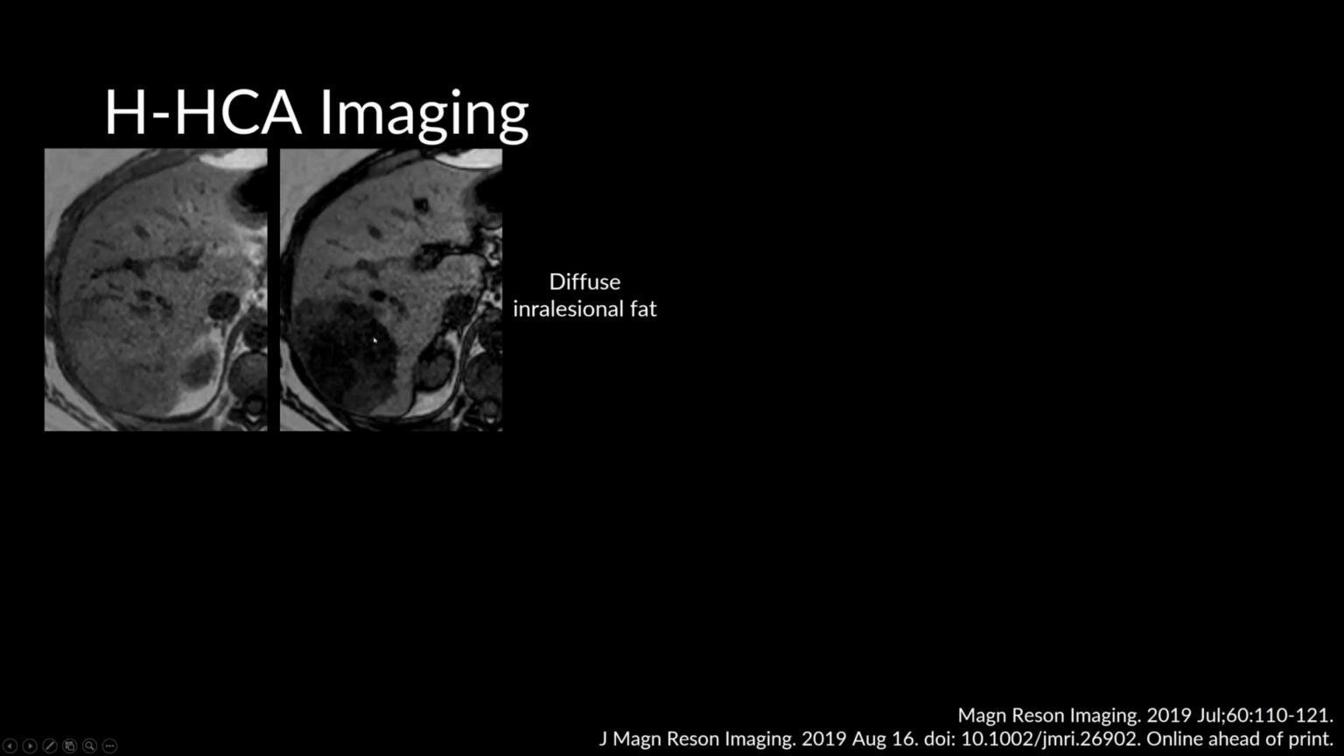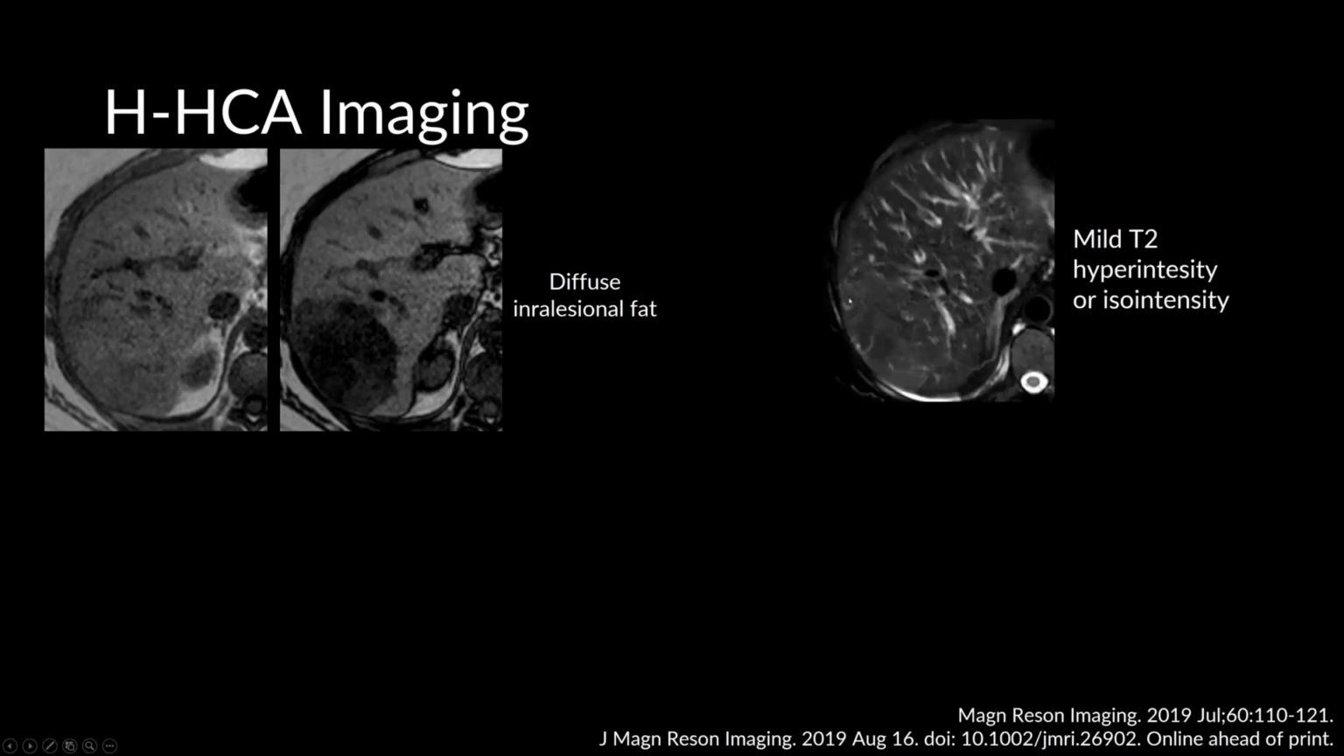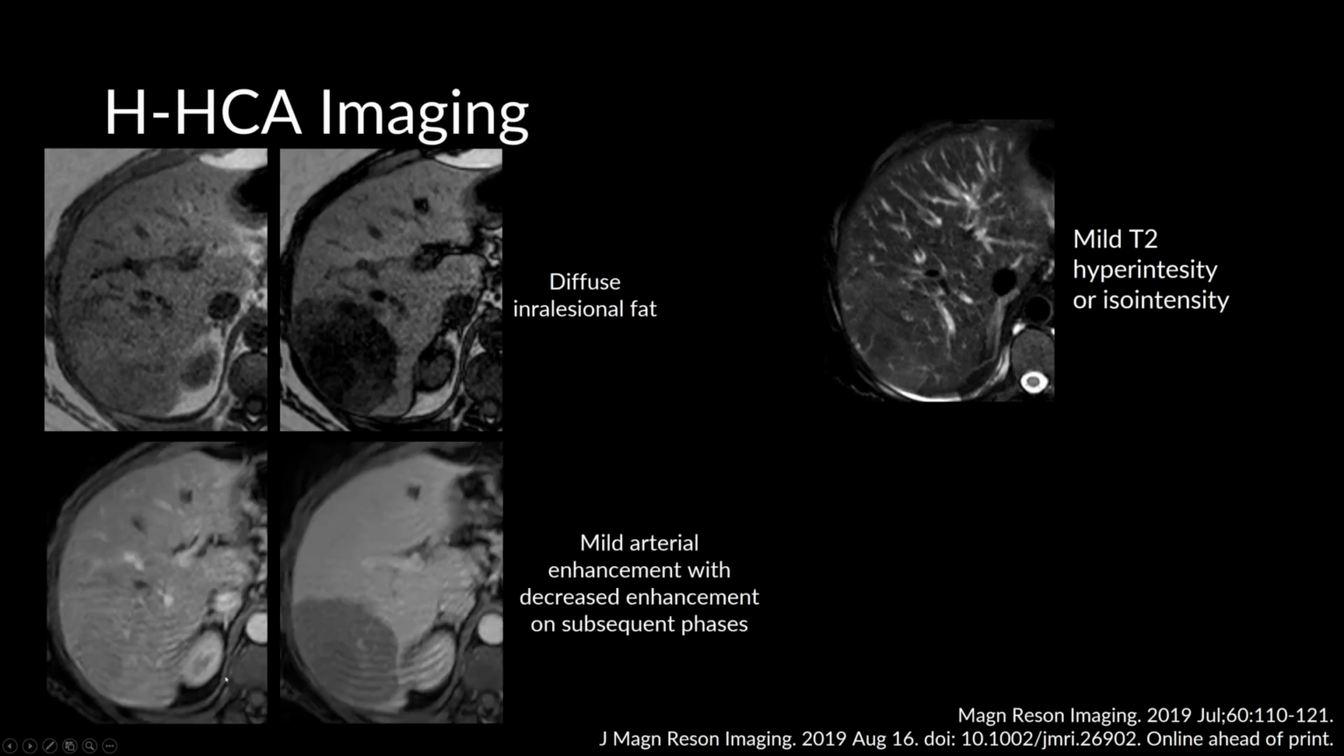So another example of a diffusely, strongly fat-containing lesion on the in and out of phase. And the T2 signal is variable. It's usually mildly hyperintense or isointense, and it really depends on what the background liver fat content is like. And then enhancement pattern, as we said again, is mildly enhancing. So this lesion is iso-enhancing to the background liver on the arterial phase and washes out on the delayed phase.